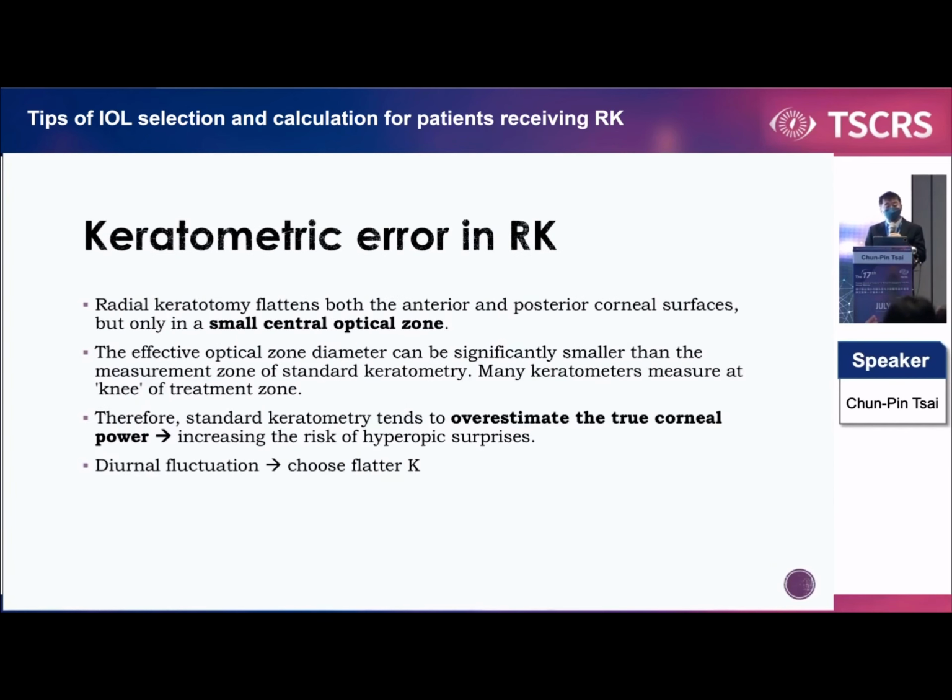Unlike LASIK, PRK, or SMILE, RK flattens the anterior and posterior corneal surface, but only in a small central optic zone. The effective optic zone can be significantly smaller than the measured zone of standard keratometry. Many keratometers measure at the knee of the treatment zone. Therefore, standard keratometry tends to overestimate the true corneal power. This increases the risk of hyperopic surprise. As I mentioned before, RK eyes have an unstable cornea. Diurnal fluctuation could happen. It is wise to choose a flat K in the morning.